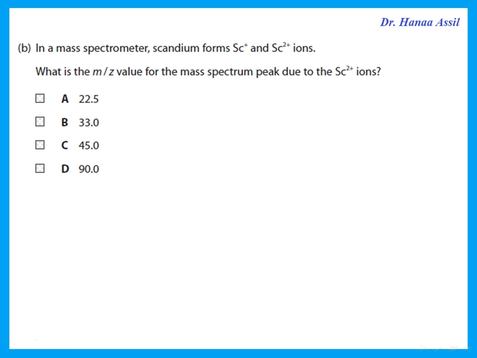In a mass spectrometer, scandium forms scandium plus 1 and scandium plus 2. What is the M over Z value for the mass spectrum peak due to scandium 2 plus? Well, you realize that the mass number is 45. Now, M over Z, in this case, what is Z? Z is 2. Can you see that Z is the number of electrons lost or the charge on the ion? So M over Z would be 45 over 2, and that is 22.5.